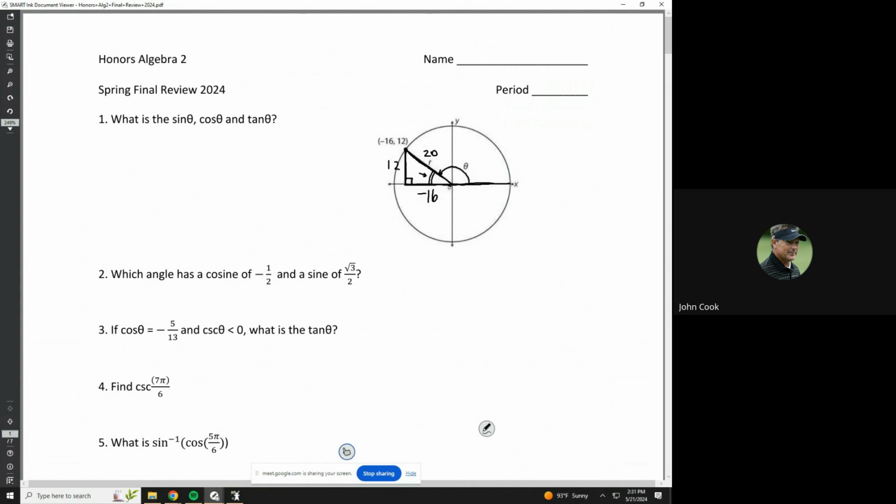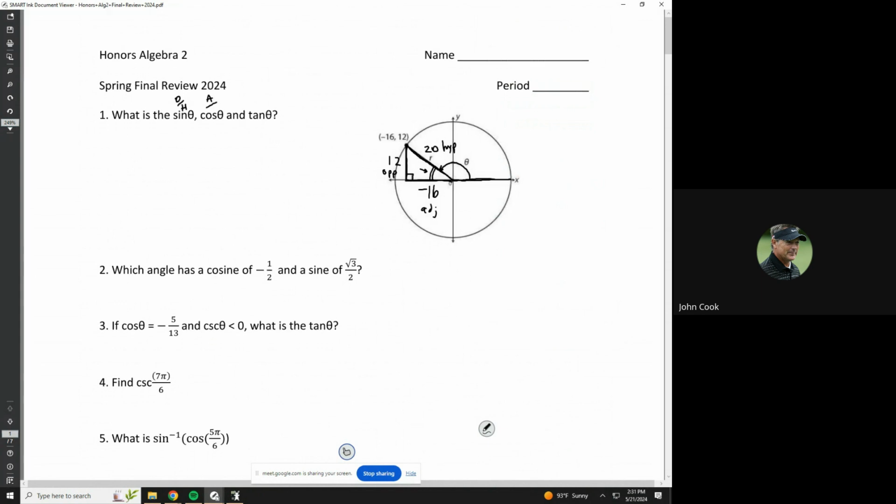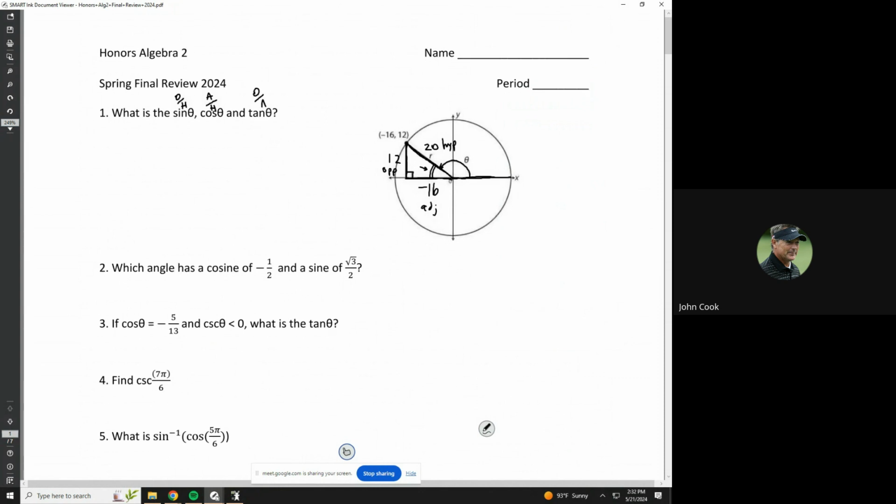Now, from this reference angle, the 12 is the opposite side, the 16 is the adjacent side, and the 20 is the hypotenuse. When you put together all the ratios, it just depends on that. Sine is opposite over hypotenuse. Cosine is adjacent over hypotenuse. And tangent is the opposite side over the adjacent side. So we just make all those ratios real quick and we're good to go.